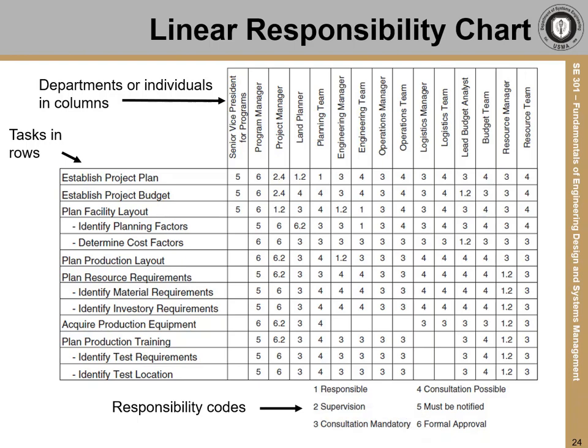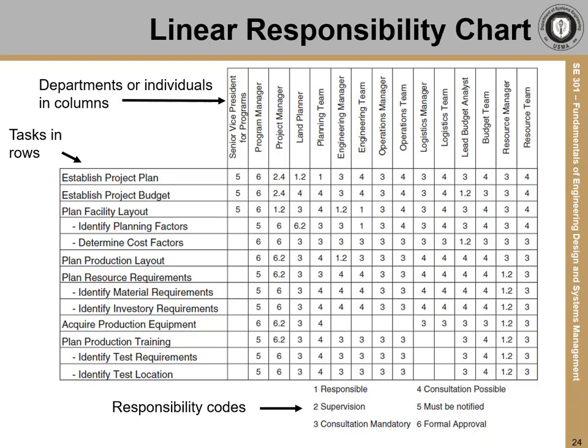You can also see who else they may need to consult with, the 4s, who must be notified, the 5s, and who has the responsibility for formal approval of the plan, in this case, the program manager. By using this tool, it becomes clear who has what responsibility for each task. It also helps to show where decision-making authority lies, and it can illuminate where there might be personnel constraints.